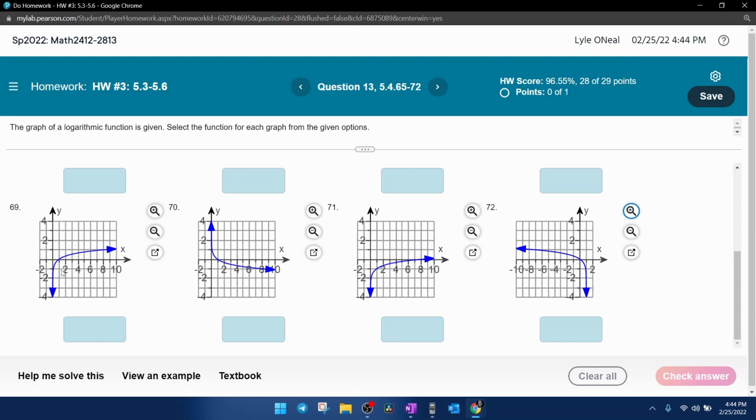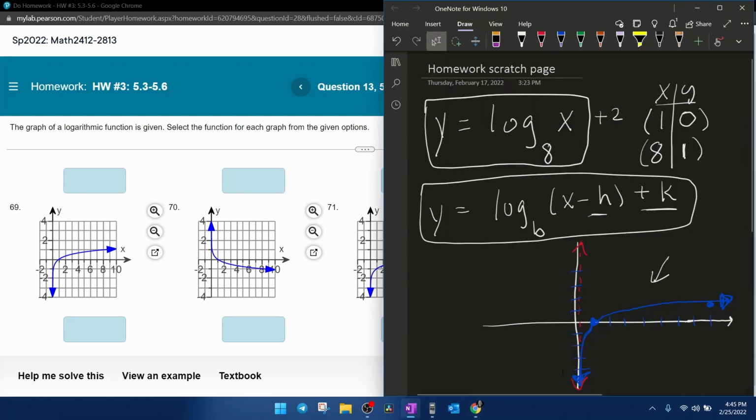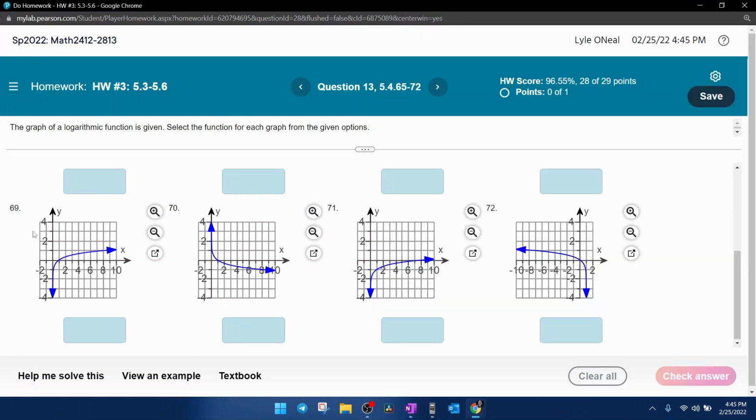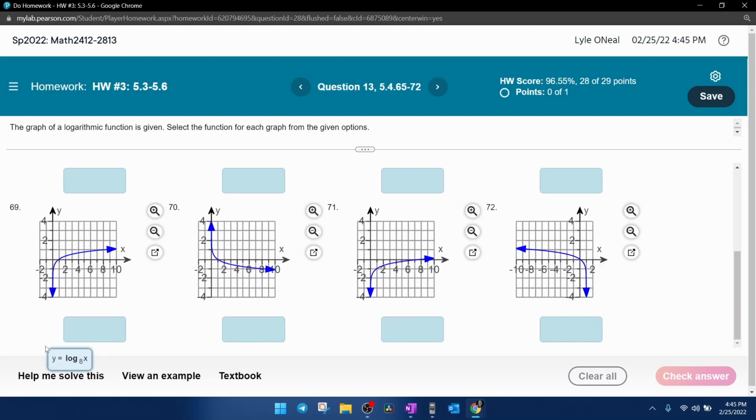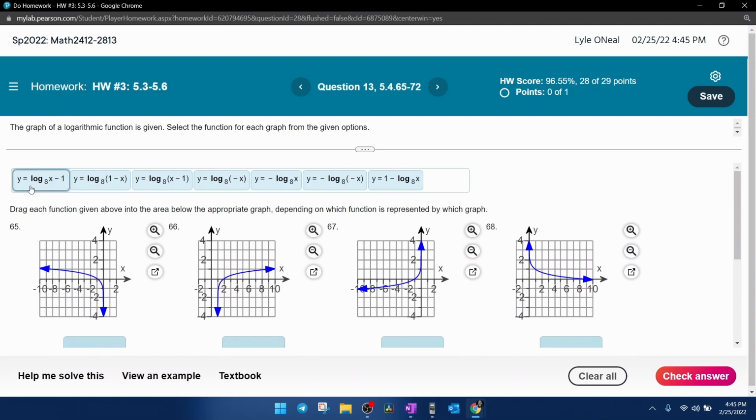Number 69 does have the y-axis as an asymptote. It does have an x-intercept of 1, like our standard graph had, and it appears that it does go through the point (8, 1). So I'm going to go with 69 is y equals log base 8 of x, and we're just going to drag and drop him. Next, y equals log base 8 of x minus 1.